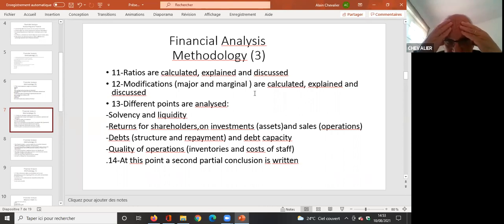What do we do? What are we looking for? Point 13 here. We are looking first for solvency and liquidity. And the question behind, and we'll come back on the ratios here, is: is this company liquid? It means what will happen at the end of the month? Do you think that this company will be able to pay the wages and to pay for the invoices of the providers and to pay the taxes which are supposed to be paid this month?